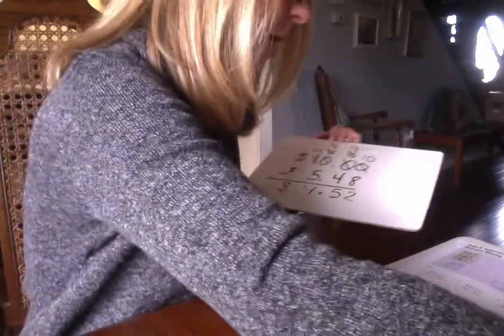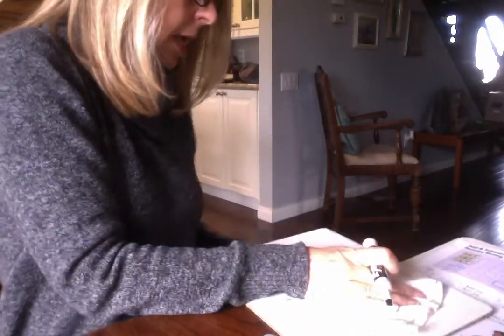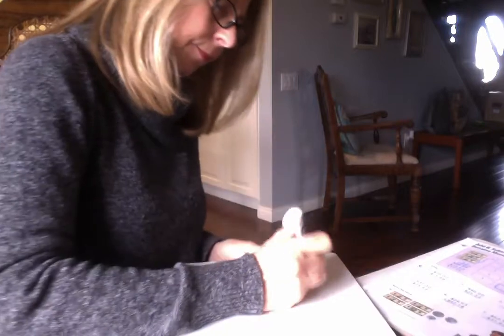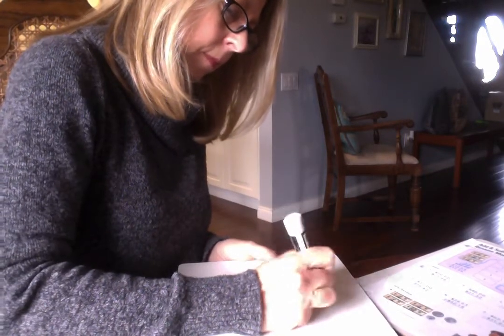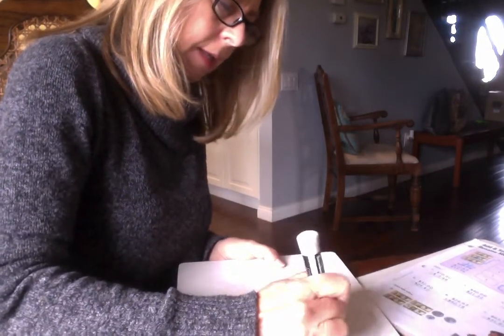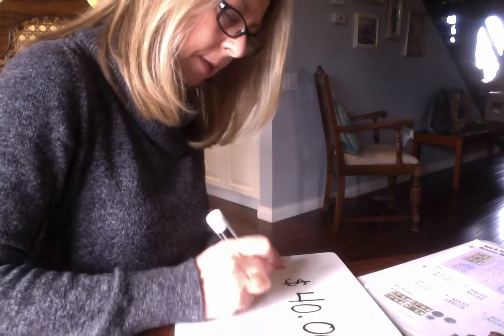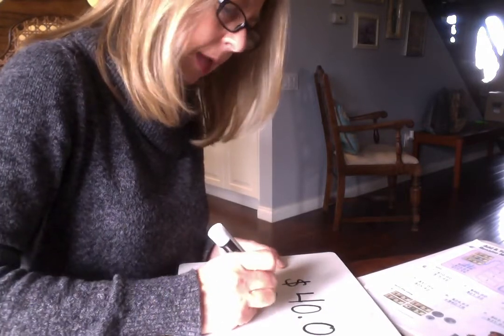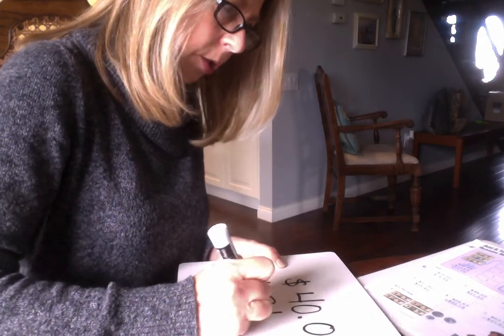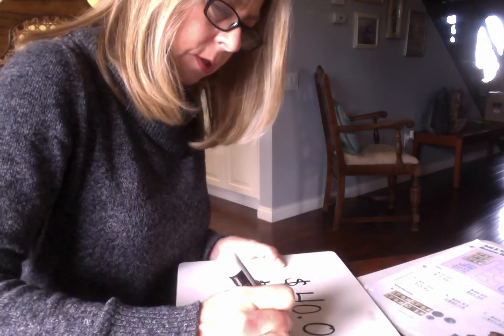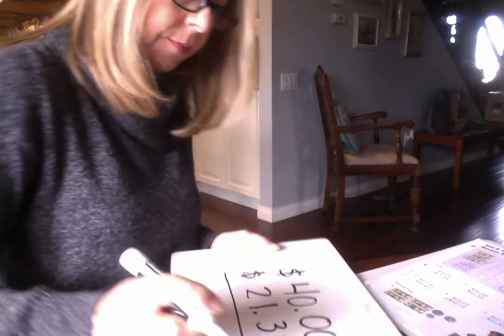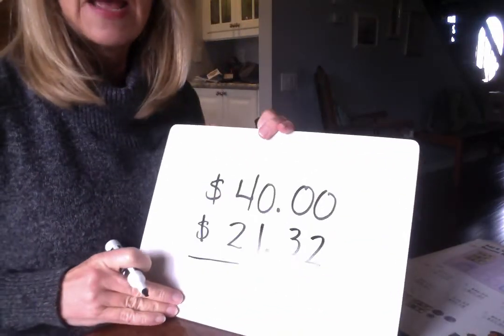Okay, so let's try number 2. This time we have $40. So you can think of that as 4 $10 bills, and we're trying to buy something that costs $21.32. Okay, and we just can't. We're going to have a hard time.